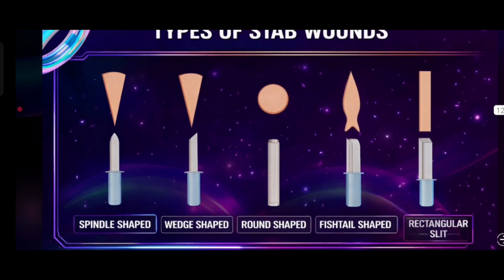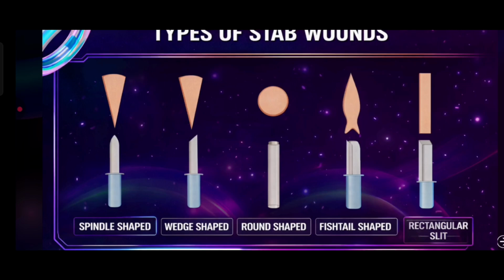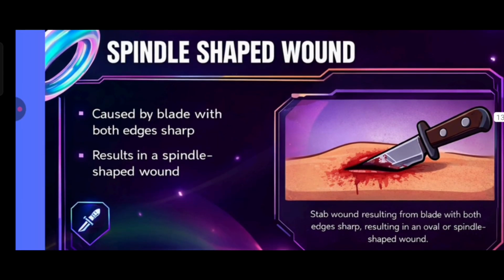Now the next point is shapes of stab wounds. Shapes are given. First is spindle shaped, second wedge shaped, third round shaped, fourth fishtail shaped, fifth rectangular slit. First one is spindle shaped wound, caused by blade with both edges sharp. Stab wound resulting from blade with both edges sharp, resulting in an oval or spindle shaped wound.